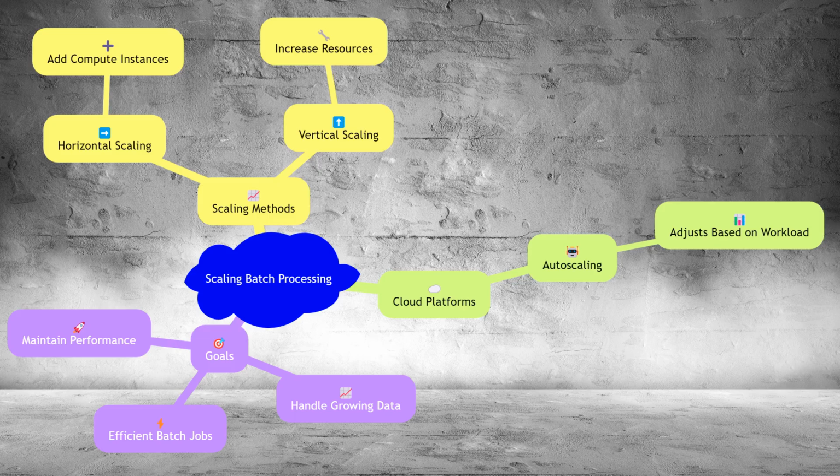Scaling batch processing involves adjusting the infrastructure to handle increasing volumes of data and more complex processing tasks. This can be achieved through horizontal scaling, which involves adding more compute instances, or vertical scaling, which involves increasing the resources of existing instances. Many cloud platforms offer auto-scaling capabilities that automatically adjust the infrastructure based on the workload. Effective scaling ensures that your batch jobs run efficiently and can handle growing data volumes without compromising performance.